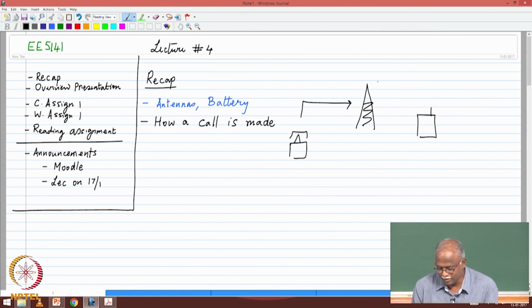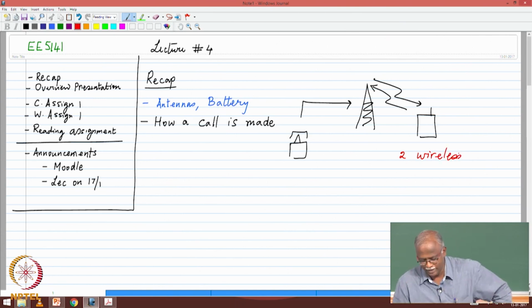Just wanted to ask, how many wireless links are active when one call is made? This is an FDD system. So, there is one link through which the cell phone tower talks to the mobile, and then there is a second link on which the mobile talks to the cell phone. So, there are two wireless links. Now, the question is, are these two wireless links independent of each other? What I mean by independent is one can be good, the other can be bad. Is that possible in the framework that we have assumed? What do you think?